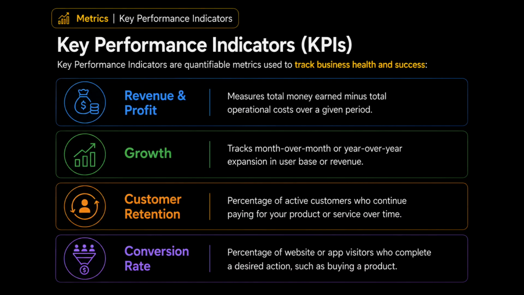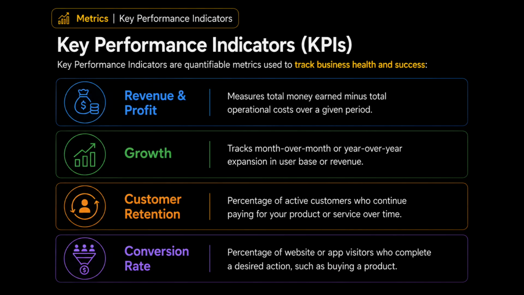To measure business performance effectively, organizations rely on key performance indicators, or KPIs. These are quantifiable metrics used to track business health and overall success. The first KPI is revenue and profit, which measures the total money earned after considering operational costs over a specific period.